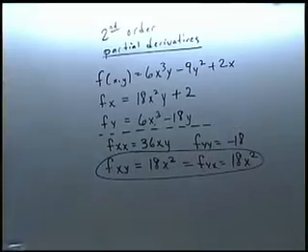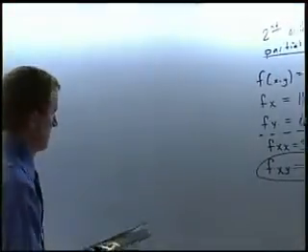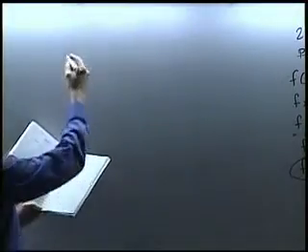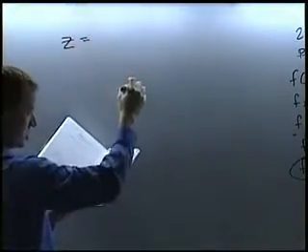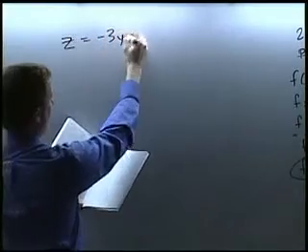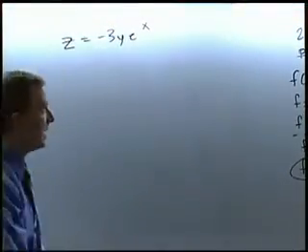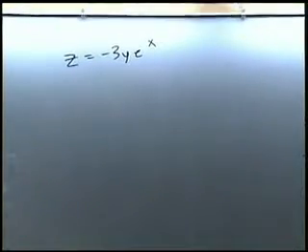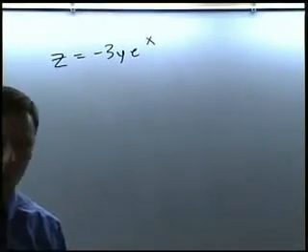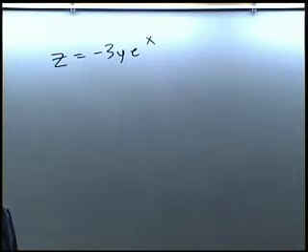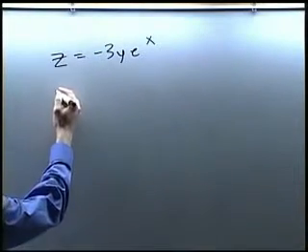All right, let's see. Z equals negative 3y times e to the x. Again, we don't want to get too complicated, because when we start getting into second derivatives, you probably remember from 2 dimensions, they can get nasty pretty quickly here. Okay? So we just stick with pretty basic ones.